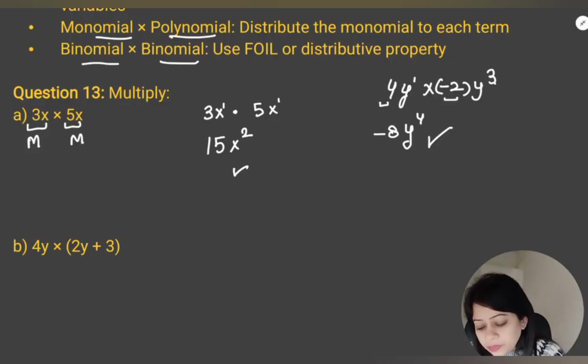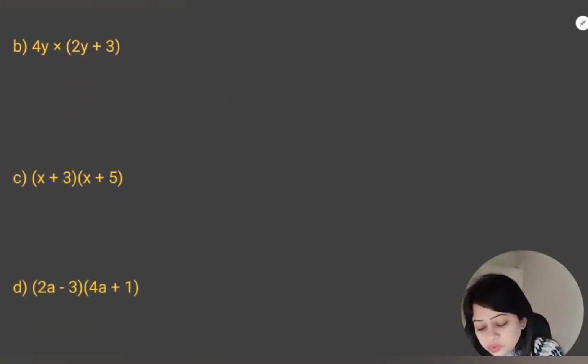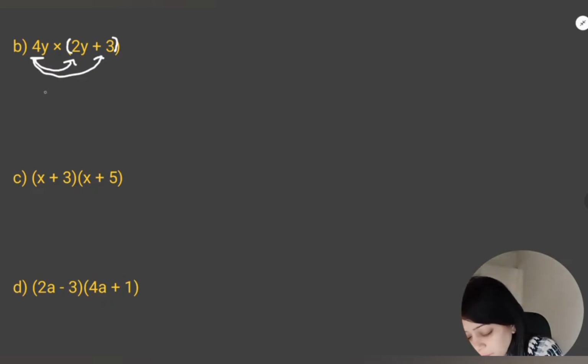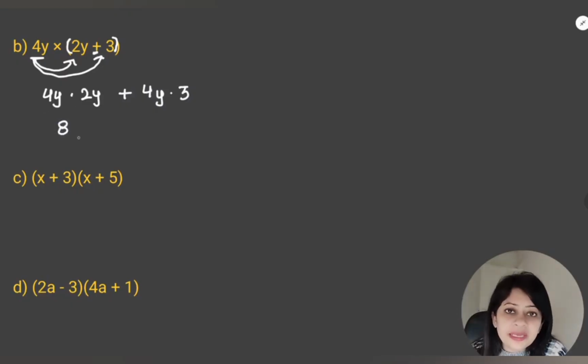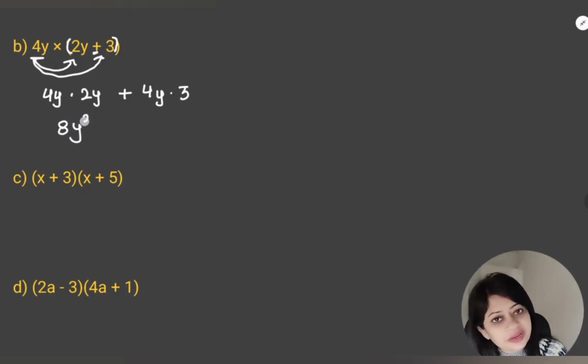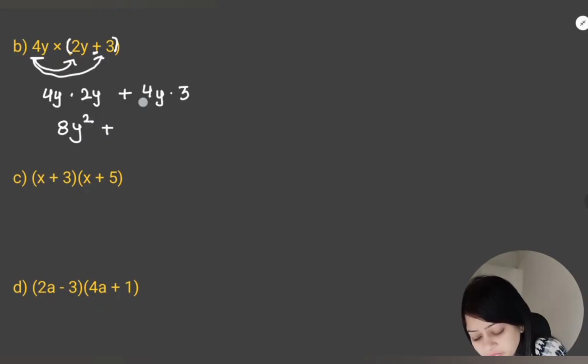Okay. Now, next question. 4y multiply 2y plus 3. Whenever you have something outside the bracket, like 4y here, you will multiply this 4y with this term and this term, both. So, I will write 4y multiply 2y plus 4y times 3. Now, what is 4y times 2y? 4 times 2 is 8. Because you are multiplying, you add the powers, so this is y square. Plus 4 times 3 is 12y. y is only 1. So, this is our answer.